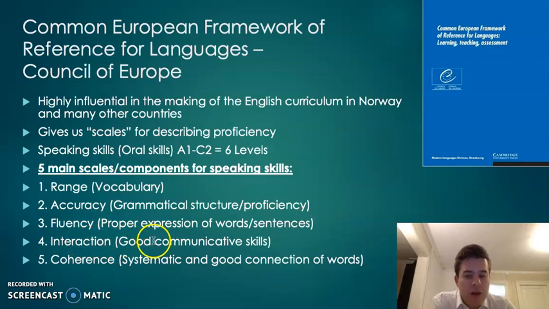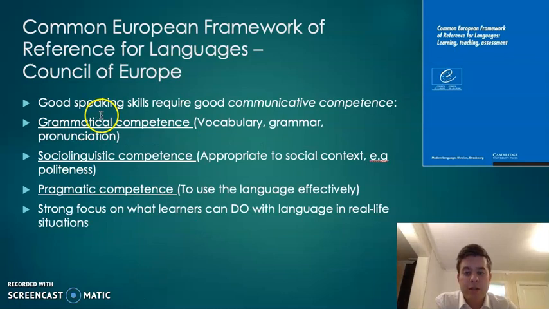Interaction. Do they have good communicative skills? Can they communicate well? Are they able to make themselves understood properly? And fifth, coherence. Do they have systematic and good connection of words? So good speaking skills require good communicative competence. First of all, grammatical competence, which is the vocabulary, grammar, pronunciation.